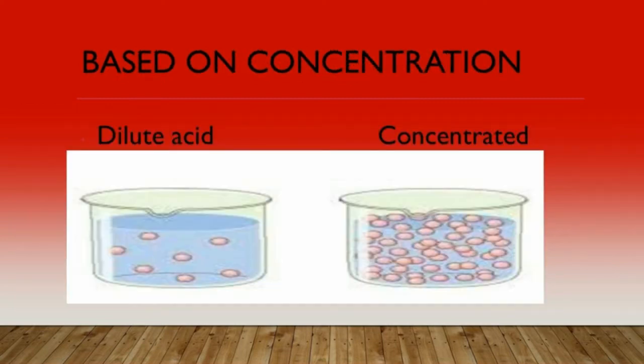Acids based on concentration. First one, dilute acid. It will have a smaller amount of acid dissolved in a solvent. You can see in the picture, the color which is very dull is called dilute acid. The color which is heavy is called concentrated acid, which has a large amount of acid dissolved in a solvent.